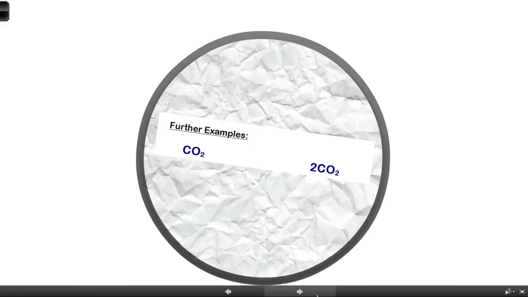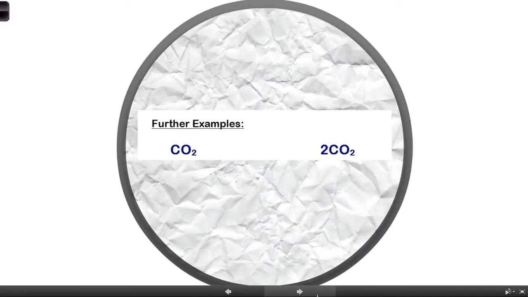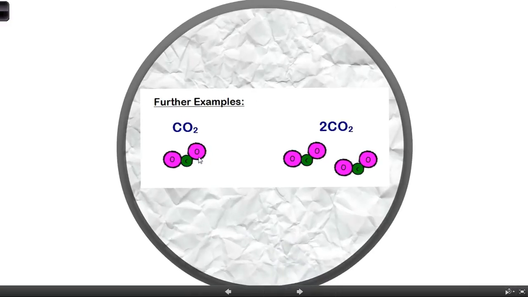Let's do an example. If we were to draw these, the first one, carbon dioxide, CO2, and then the second example, 2CO2. For the first one, how many carbons have we got? We've got 1. How many oxygens have we got? We've got 2. So let's look at our answer. You can see here 1 carbon and 2 oxygens branching off.